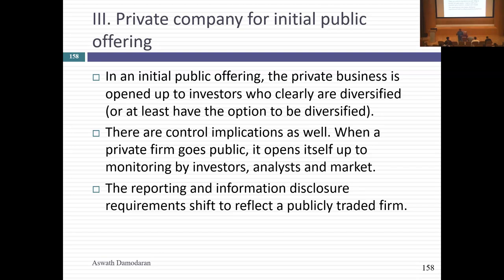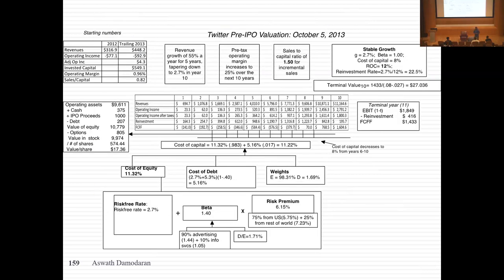So one of the nice things about valuing private companies ahead of an IPO is you're now looking at financials that are covered by GAAP and IFRS. So if you have to capitalize leases, you've got to do it in the prospectus as well. They'll give you the history of the company. So to start with, you're looking at data very similar to what you would use to value a public company. But there are issues that are specific to private companies that I want to talk about in the context of an IPO valuation. This is a valuation I did of Twitter ahead of their IPO in 2013.